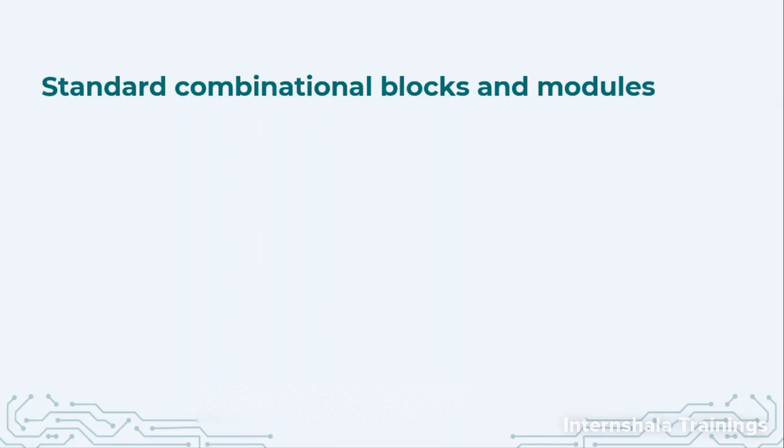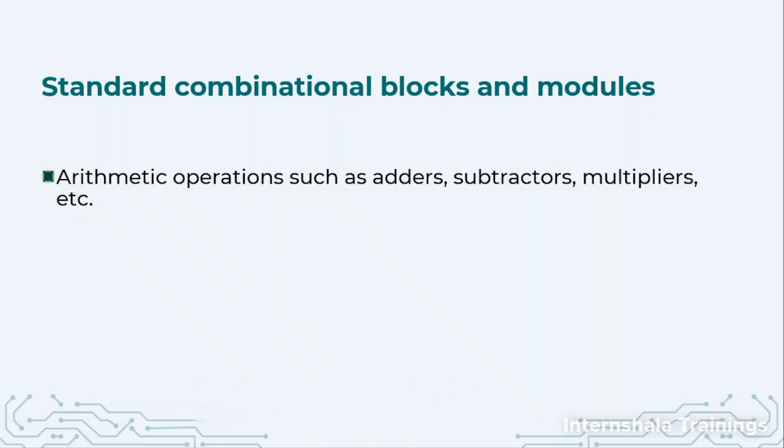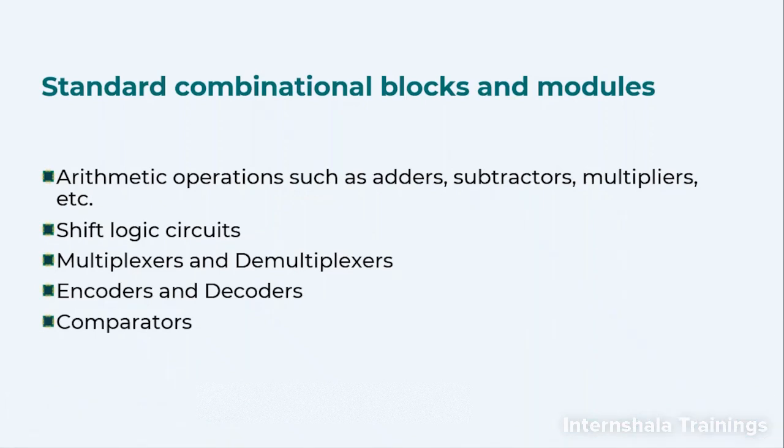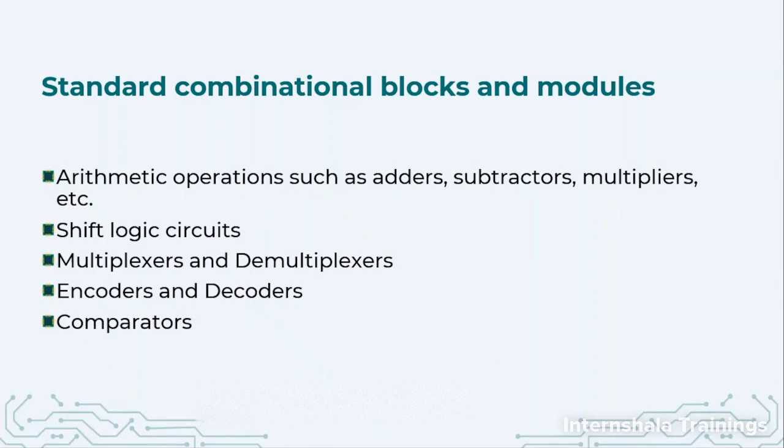So let us talk about some standard combinational blocks and modules. What are blocks and modules? So what we do when we program, we do not keep on writing the code for a particular circuit again and again. We will make the code once, and then whenever we use it, we will just call it. So these are called blocks, and the larger blocks or the main one is called module. So we are going to make arithmetic operations such as adders, subtractors, multipliers. We are going to implement shift logic circuits, multiplexers, demultiplexers, encoders and decoders, comparators. So students, we are going to discuss them in detail in our incoming modules. So these will be implemented once and they will be used in the larger system implementations.